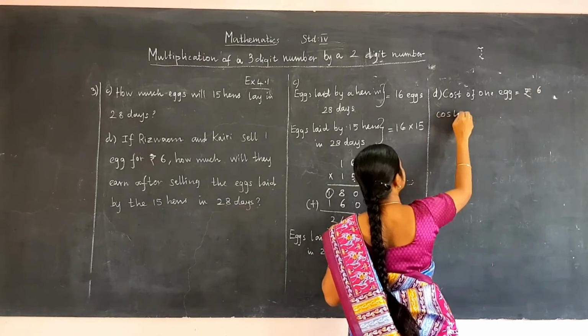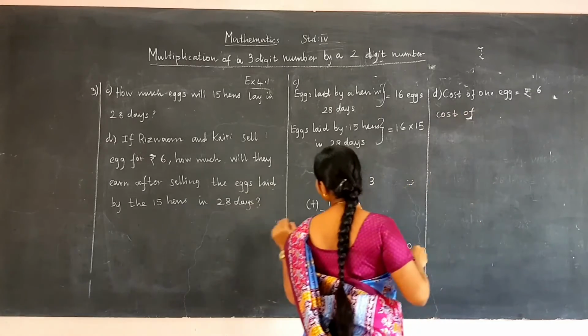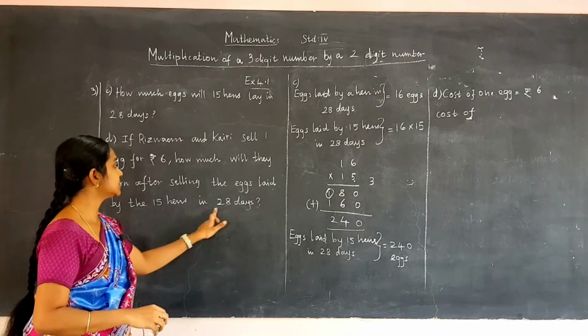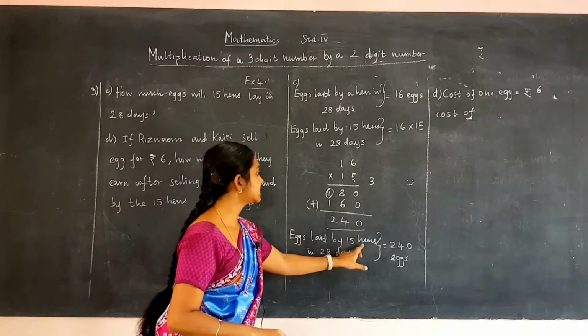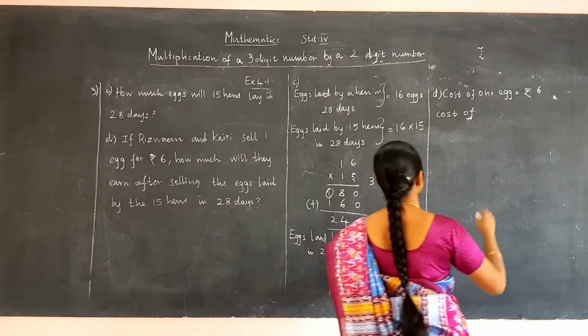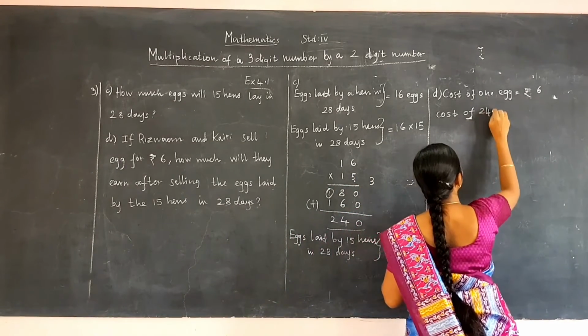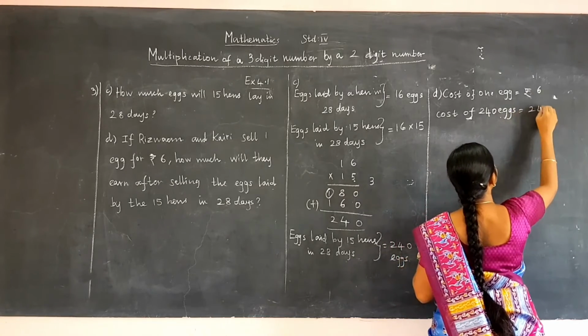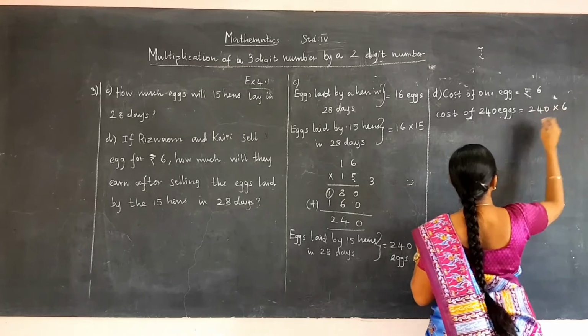We have to find the cost of eggs laid by 15 hens in 28 days. 15 hens lay 240 eggs in 28 days. Then the cost of 240 eggs equals, we have to multiply 240 and 6.